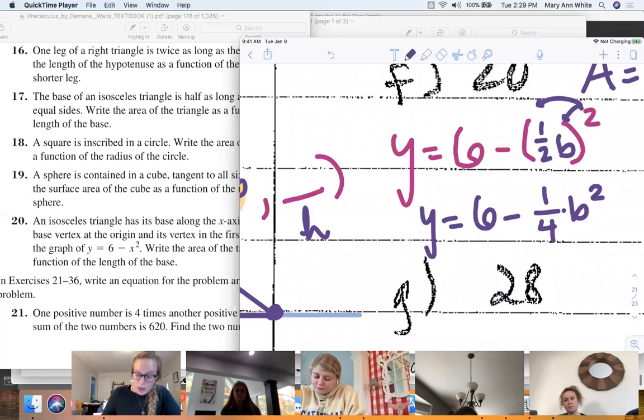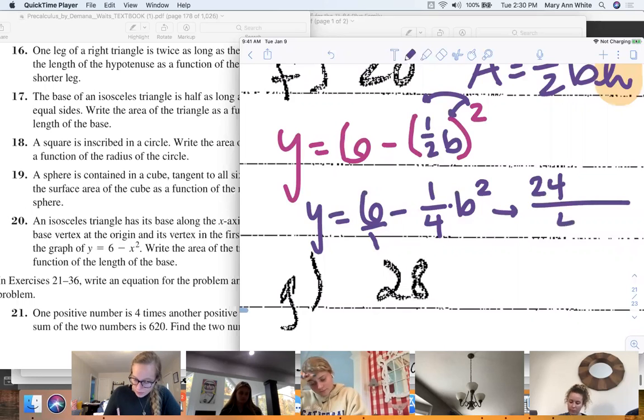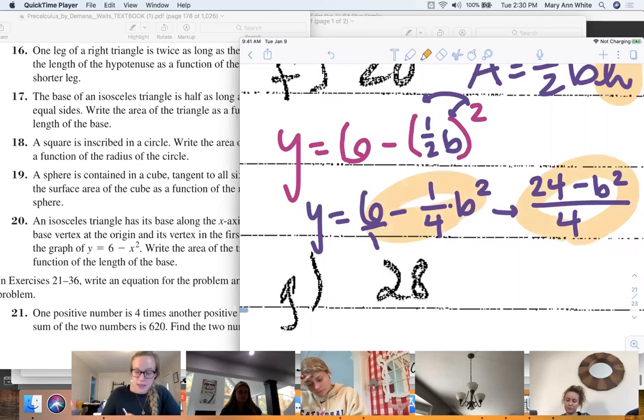I do want to do one thing though. The one thing I want to do is make them all one fraction so I don't have to play with two different fractions. If I wanted to make this one fraction, I'd have to make 6 a fraction with 4 in the denominator, which would be 24 over 4. So I could just rewrite this as 24 minus 1b squared over 4. These are the same thing. The second one is just a fraction, which is going to make my life easier in a second.